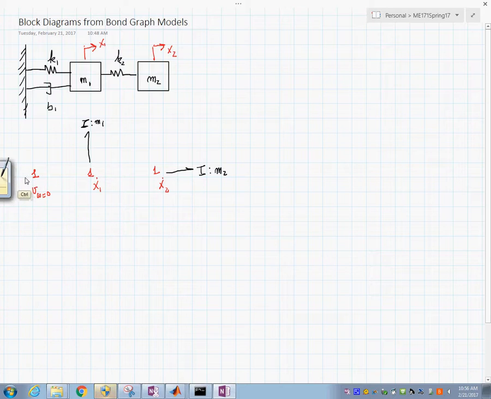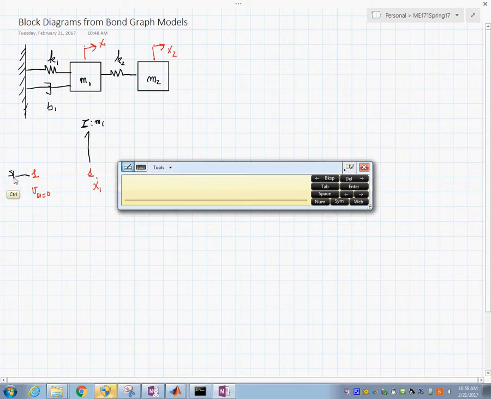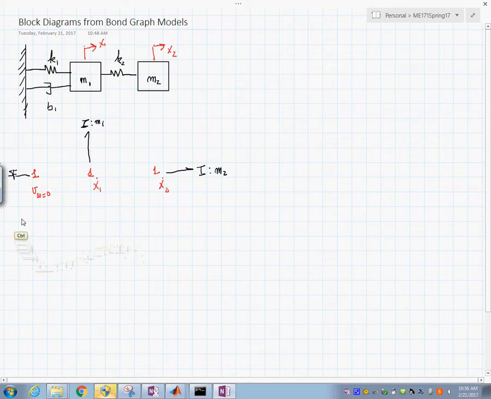And this is a source of flow. Hold on for a second, let me make sure we do this right. So this would be a source of flow with value velocity of the wall equals 0, yeah.